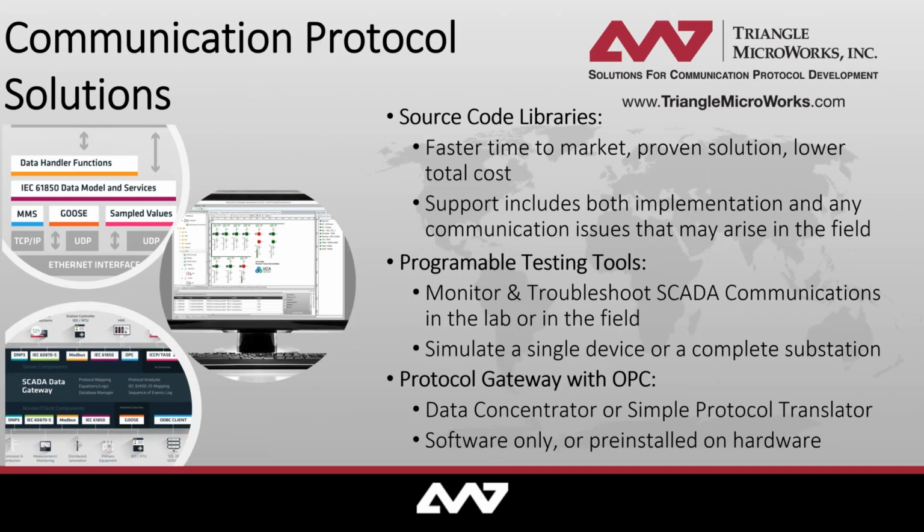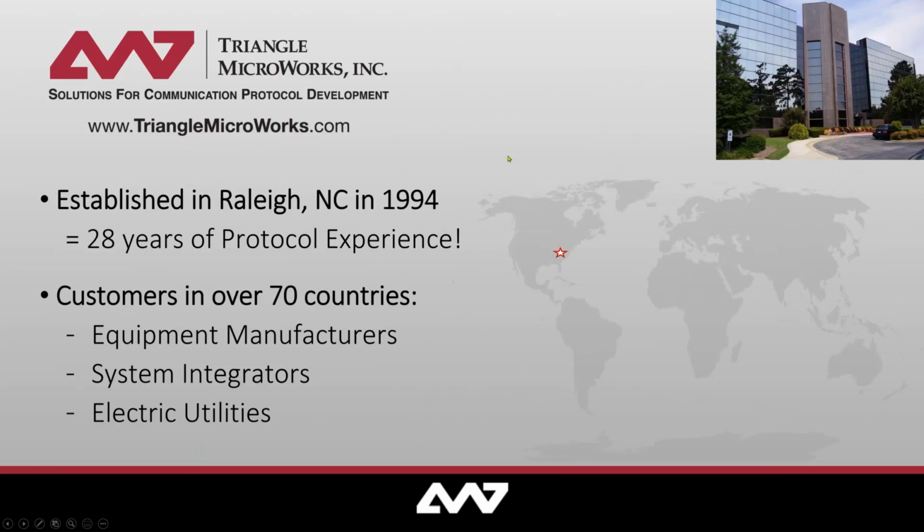Now I'm just going to spend a couple of minutes telling you about Triangle Microworks and giving you some background. We were established back in 1994 and have over 28 years of communication protocol experience. We are headquartered in Raleigh, North Carolina, and have customers in over 70 countries. We work mostly with equipment manufacturers, electric utilities, and system integrators.